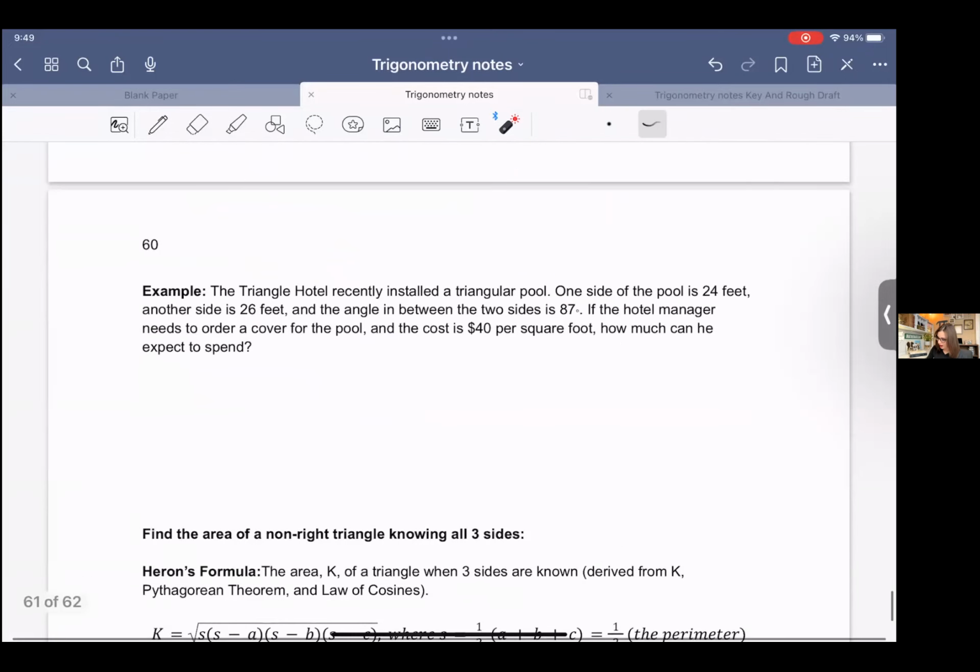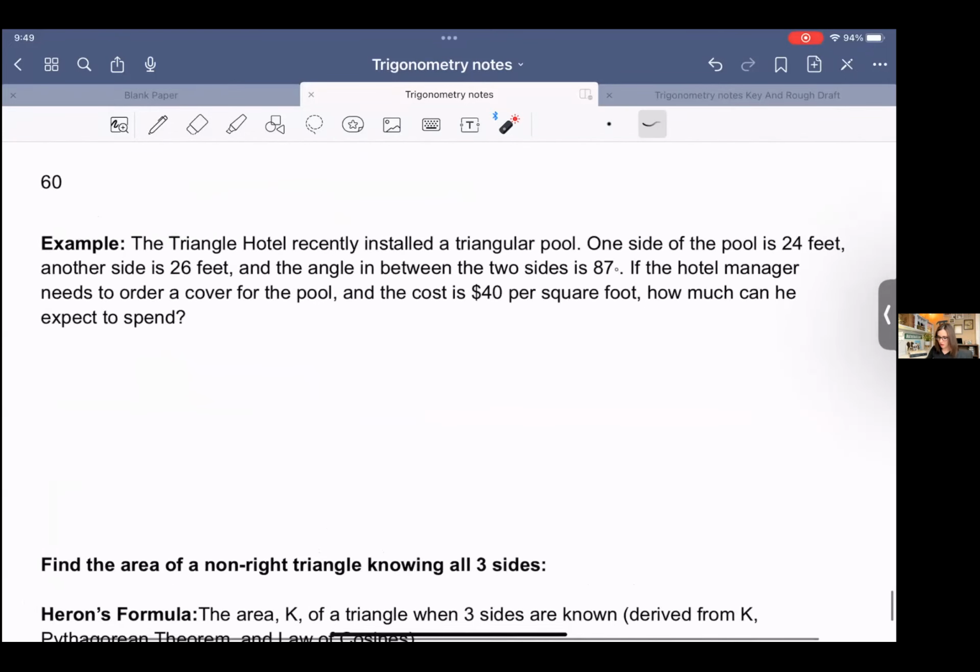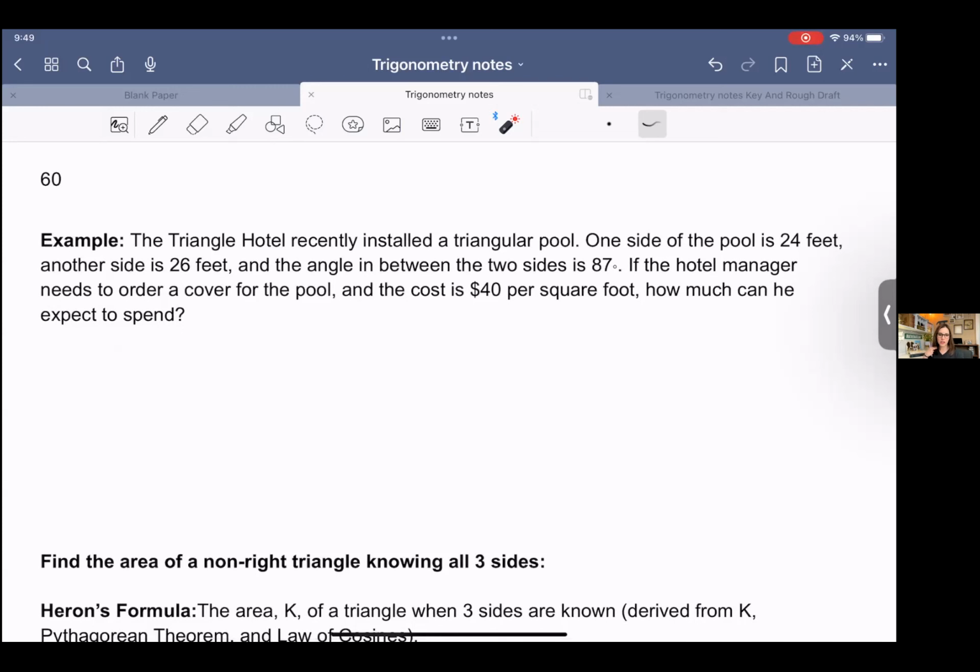Okay, moving on. We have an example. The Triangle Hotel recently installed a triangular pool. One side of the pool is 24 feet, another side is 26 feet, and the included angle is 87 degrees. If the hotel manager needs to order a cover for the pool and the cost is $40 per square foot, how much can he expect to spend?